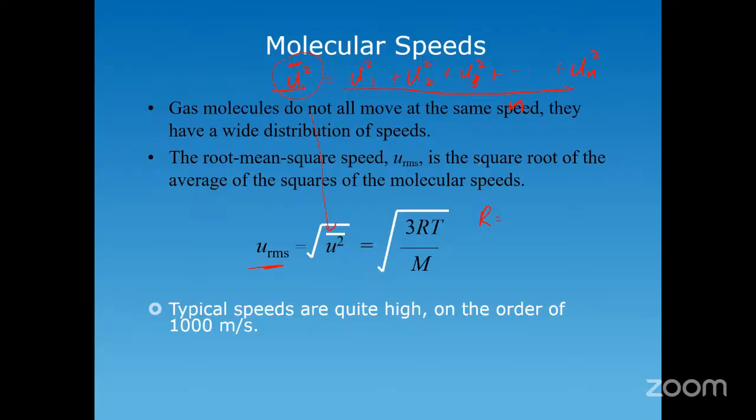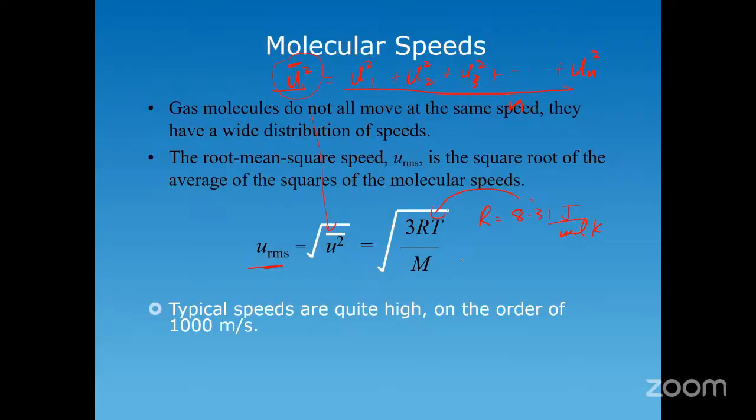Now, in this particular case, the R value that you're going to use is 8.31 joules per mole Kelvin, all right? So this is the R value that you're going to use right here. That's one important aspect of this equation that you need to be aware of. If you're using this equation to find the root mean squared speed of a gas, then you need to remember that the R value is 8.31 joules per mole Kelvin.